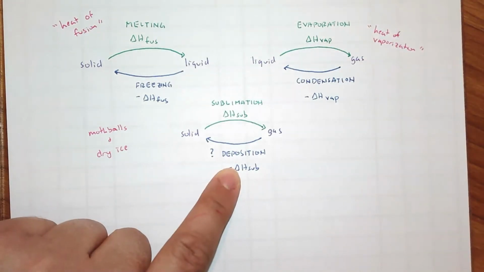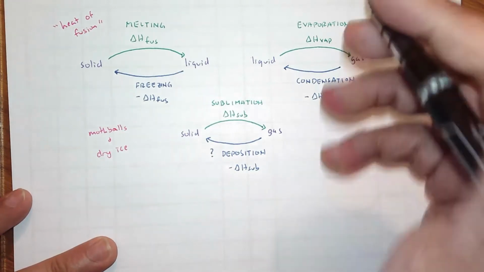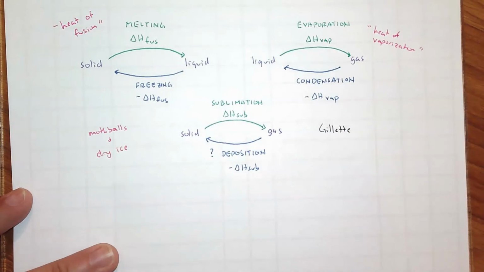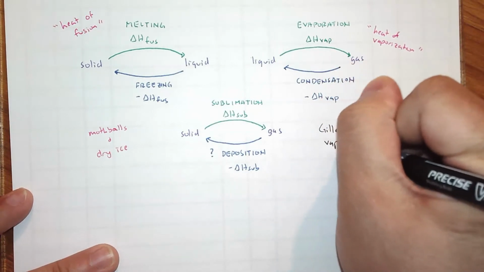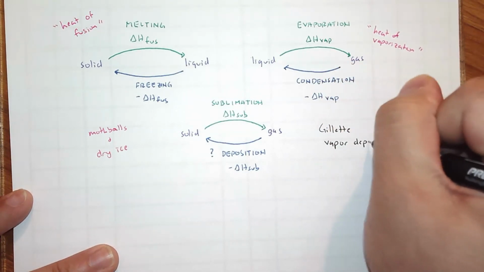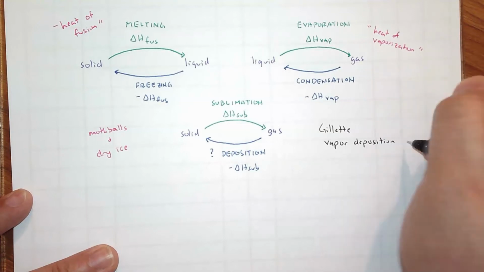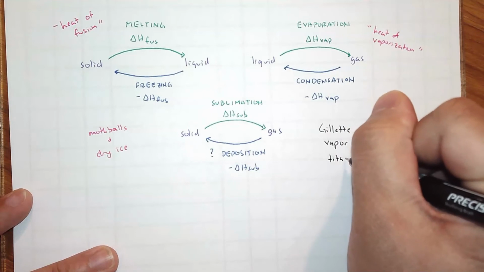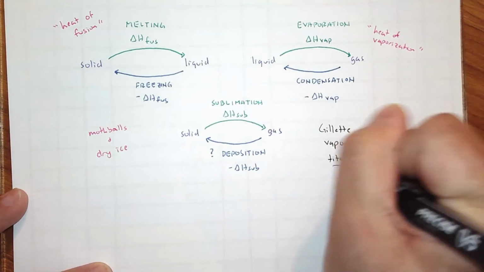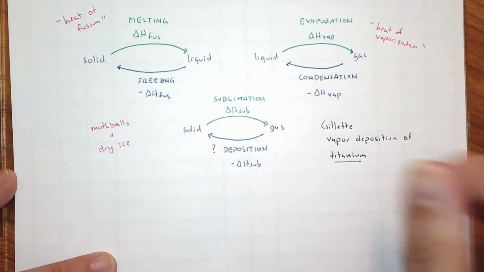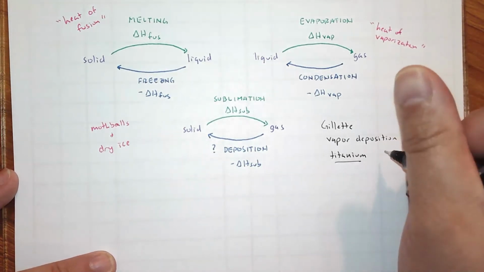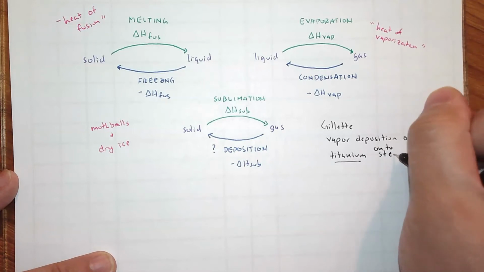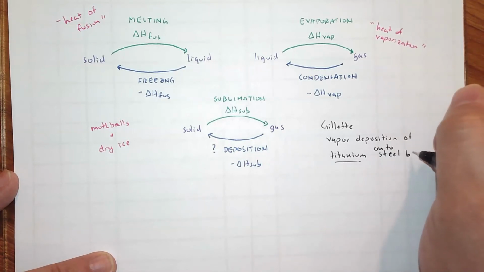This is interesting, this deposition. I have a friend who works at Gillette, the razor blade company, and she does vapor deposition. Vapor deposition of what? Of titanium. Titanium? Gaseous titanium deposited onto steel blades. Onto steel blades. You know, for the razors.